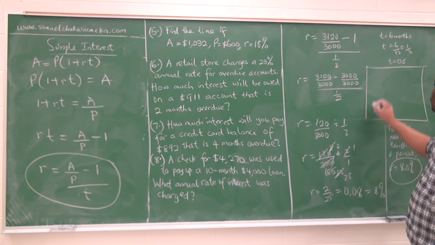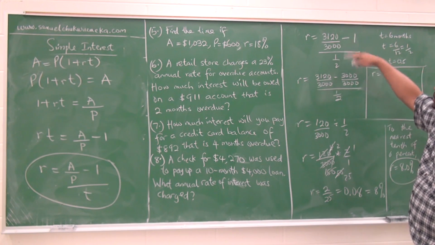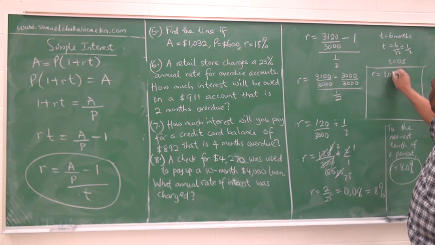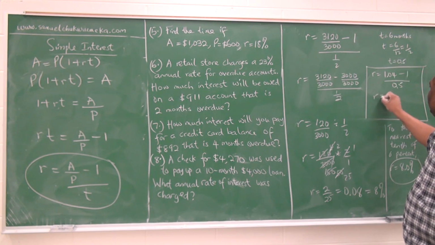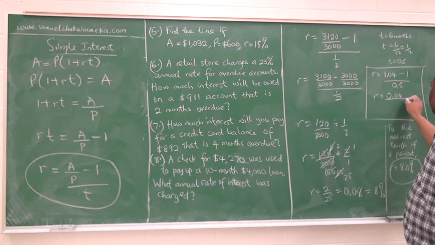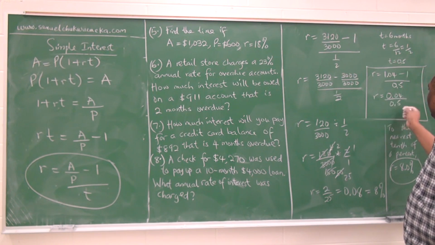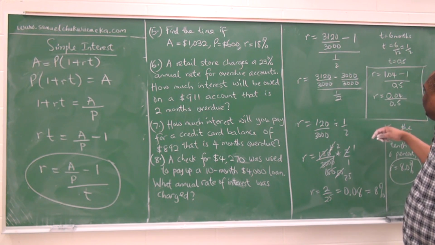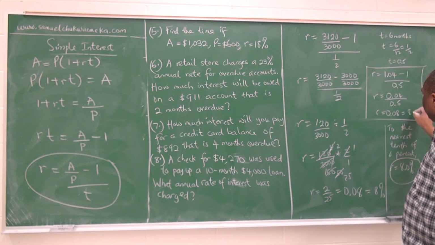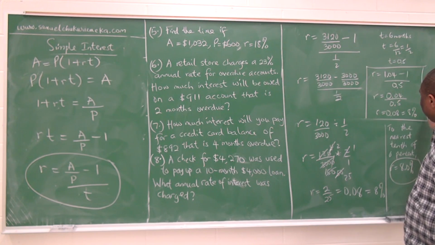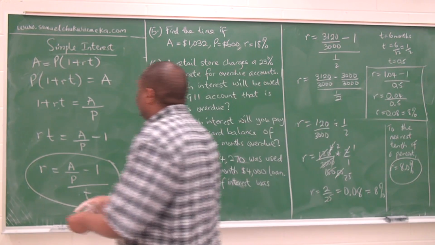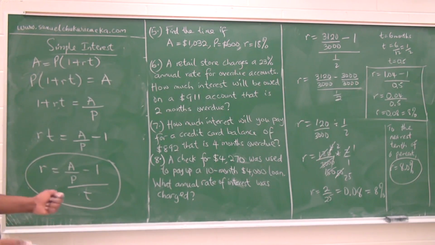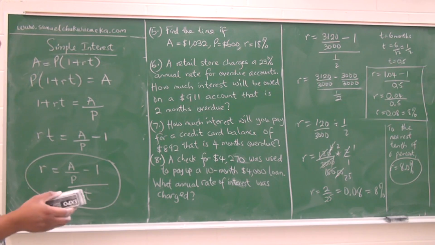Okay, now if you choose to do this decimal, this will be 1.04 minus 1, all over 0.5. So that will be 0.04 over 0.5. And that will actually be 4 over 50, which is 2 over 25, which is 0.08, which is 8%. Then to the nearest tenth of a percent will be 8.0%. Okay? So that will be it.